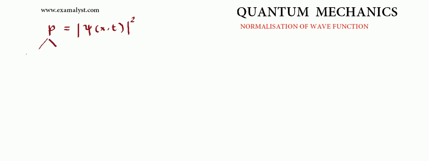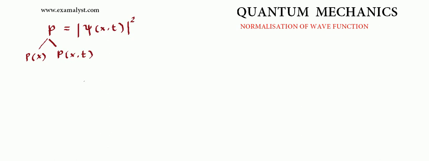One, if we are dealing with stationary states, then the probability will be independent of time. It will be only a function of position. And if we are dealing with states which are not stationary or where the energy is not definite, then the probability can be a function of both space and time.